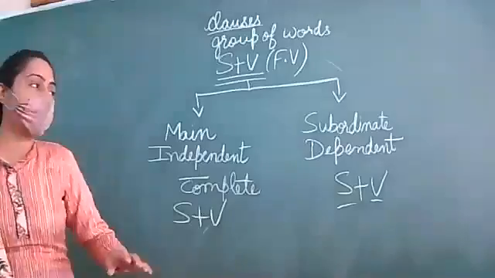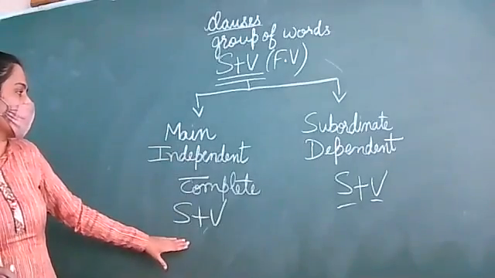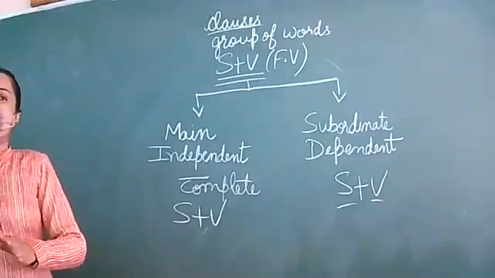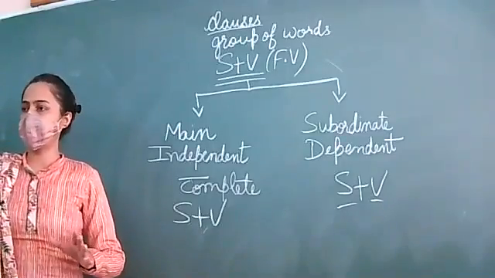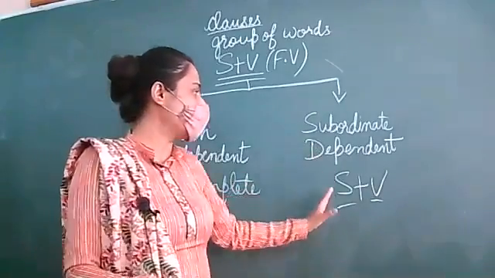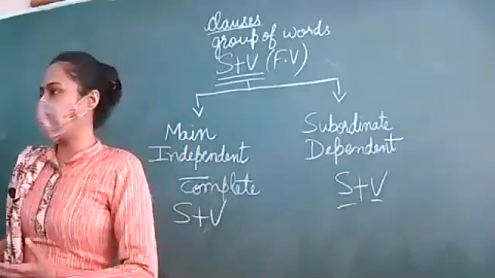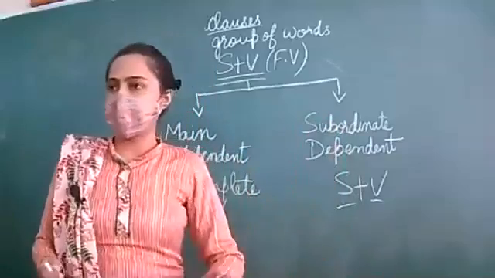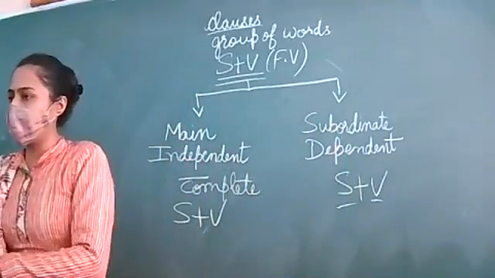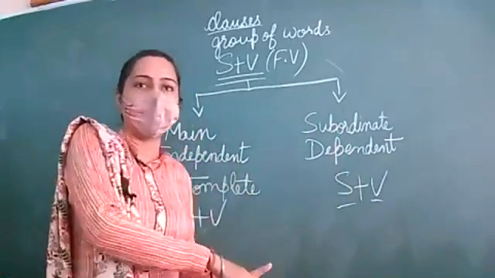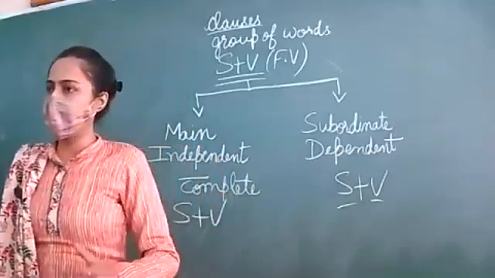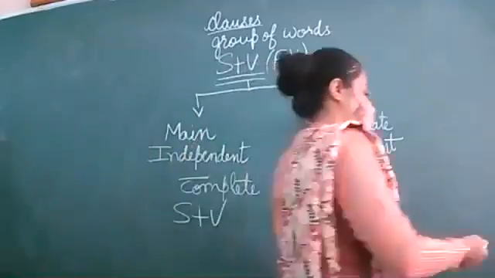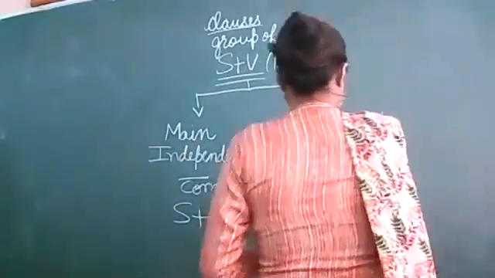So, main clause or independent clause conveys a proper meaning and is complete on its own, and then subordinate clause is not complete. Yes, it has a subject, it has a finite verb, but meaning is incomplete and needs the other part of the sentence to complete the meaning. Got it? Is it clear? Okay, now I'll give you one example.